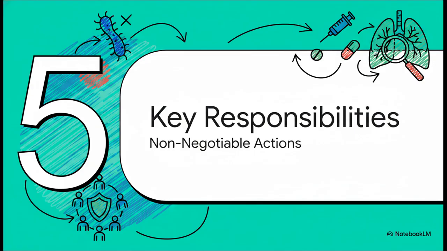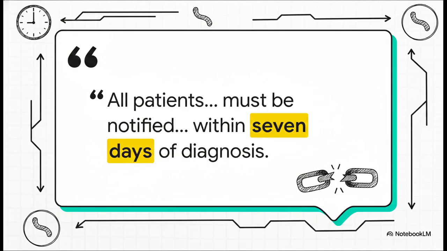Okay, let's wrap this up by talking about your key responsibilities. These aren't just suggestions. These are the non-negotiables for every single clinician who manages TB. And number 1 is notification. I can't stress this enough. This is a legal requirement. Every single case of active TB has to be reported to your public health office within 7 days. No exceptions. This is how we find contacts and stop the spread.